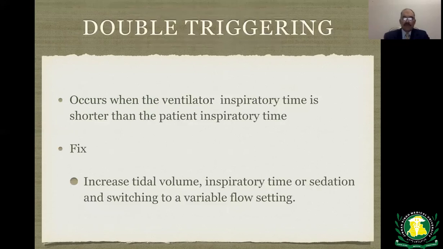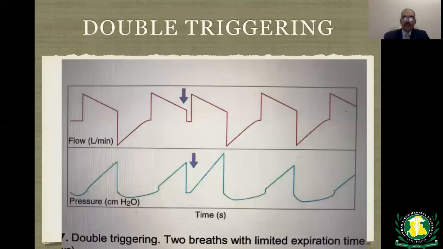Double triggering occurs when the ventilator inspiratory time is shorter than the patient inspiratory time. In order to fix this, either you have to increase the ventilator inspiratory time or increase the tidal volume, or use more sedation, or switch it to variable flow setting. Again, at the arrow, you can see there are two breaths right on top of each other. That is double triggering.